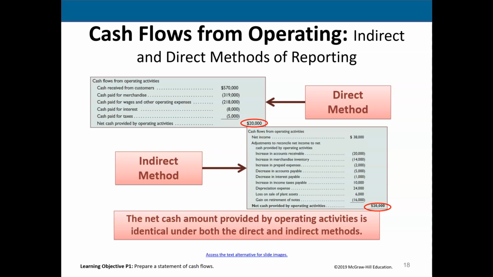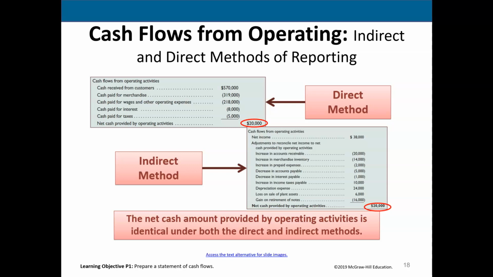The adjustments to reconcile net income to net cash start with increase in accounts receivable, and that's $20,000. We will have a picture of the financial statement, and you'll see what I mean by this increase or this decrease. What this is saying is that from the first day of the reporting period to the last day of the reporting period, accounts receivable has, actually, increased.